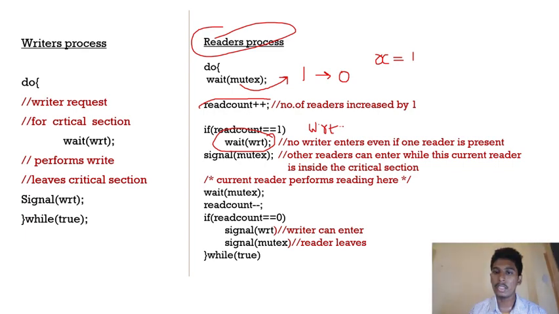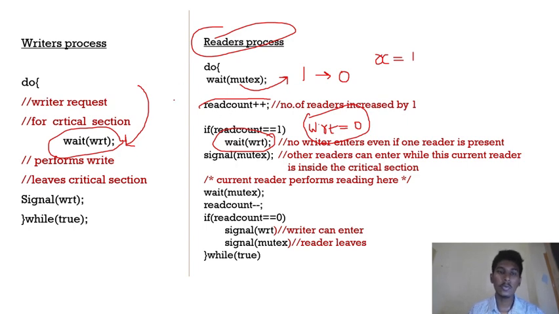Remember, WRT is the common section between both the reader and writer processes. If any writer wants to write the data, it will first evaluate the wait of WRT. Here we can see that WRT is 0, so the wait of WRT makes no change, such that the writer process cannot write the data.